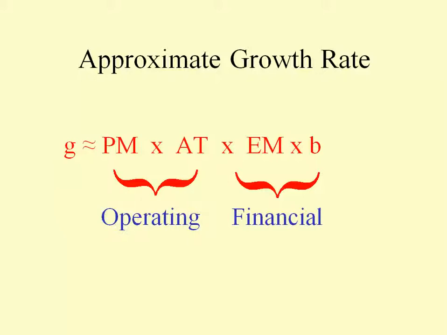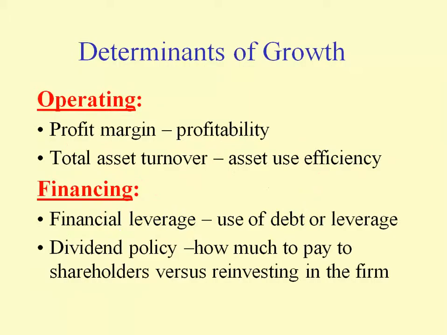So we can see our determinants of growth consist of two different types of drivers: operating and financing. If we can improve our profit margin or profitability, we can grow faster. If we can improve our asset turnover or the efficiency with which we use our assets, we can increase our growth rates. And if we can't do anything on the operating side, then we would need to take a look at our financial leverage and our dividend policy, financing decisions.